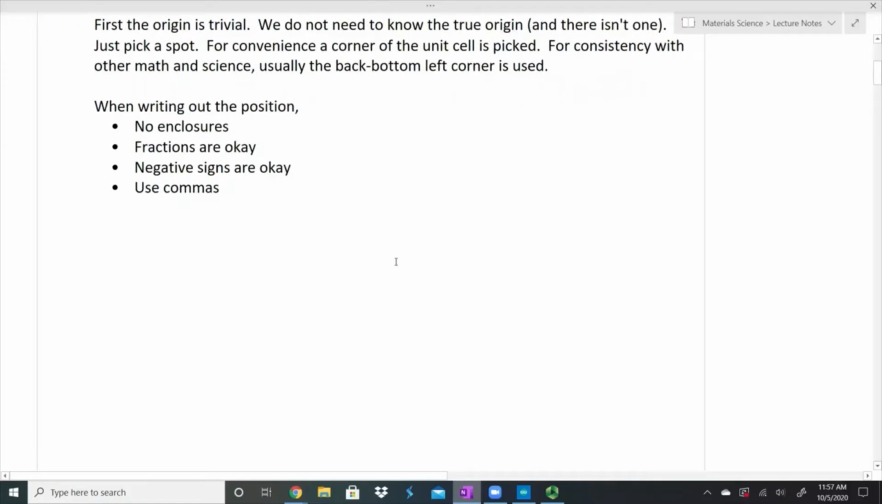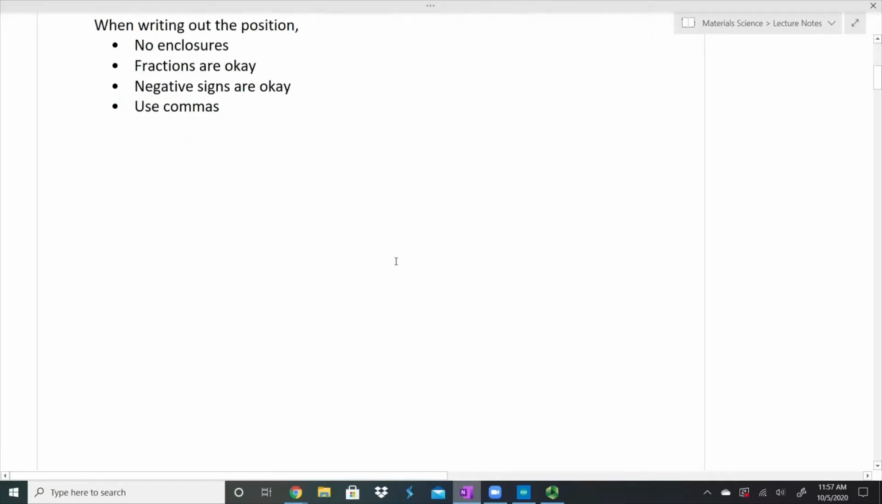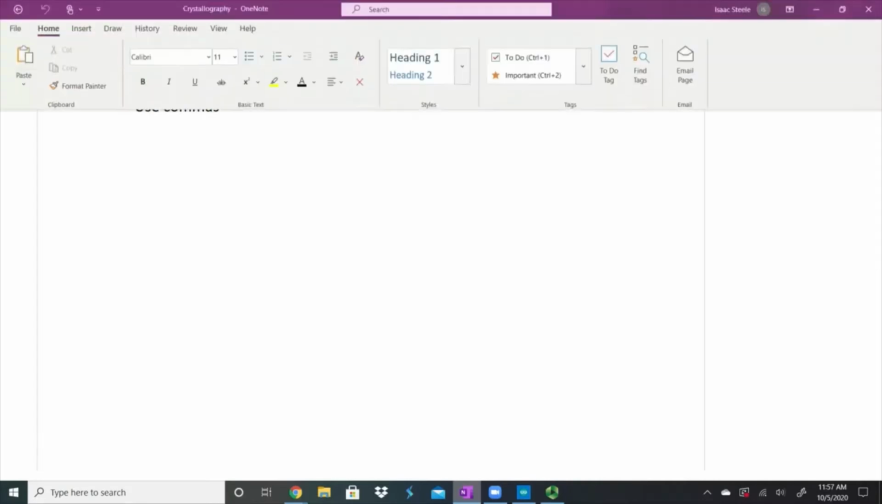When we finally do decide to write out our position, we're going to make sure that we have no enclosures. That's talking about different types of parentheses or brackets. We're not going to use any brackets. Writing fractions is going to be perfectly okay. I can use negative signs, those are okay. And I'm going to be able to use commas. And right now, without really going into anything, you might be trying to figure out what I am talking about. So let's do an example.